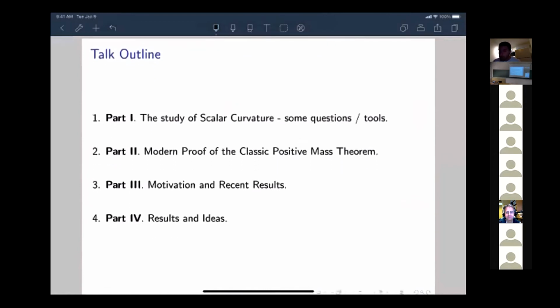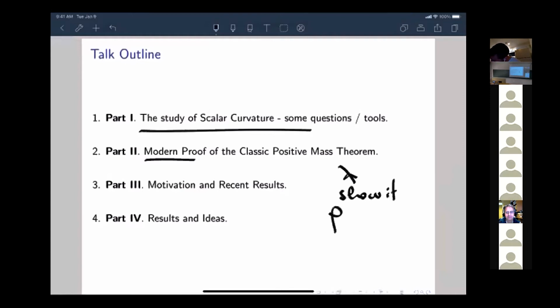So what am I actually going to talk about today? First, I'm going to quickly run through some basic things in the study of scalar curvature that are germane to this kind of analysis. Then I will talk about the modern proof of the classic positive mass theorem and show how it fails for this problem. And then we'll talk about some new techniques initiated largely due to Gromov. We'll talk about some motivation, a problem in conformal geometry, which we were initially trying to solve. And then, of course, we'll talk about the actual result of our paper with Ryan and Yao and the main ideas that go into it.